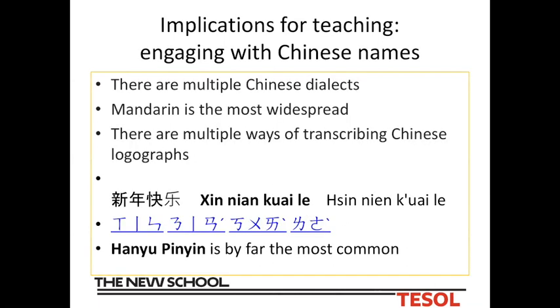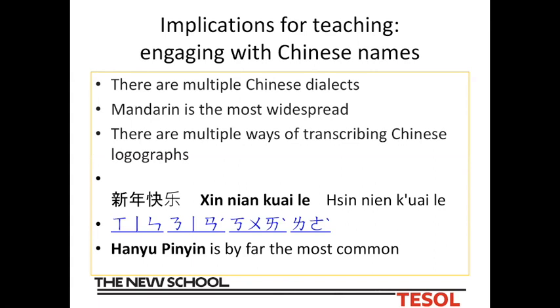So there are multiple Chinese dialects. Mandarin or Standard Chinese is the most widespread. It's the official language of mainland China, the People's Republic of China, Taiwan, or the Republic of China, as well as a dual official language now, I think, in Hong Kong, and the language that's taught in schools in Singapore. So Mandarin is pushing out the other dialects.